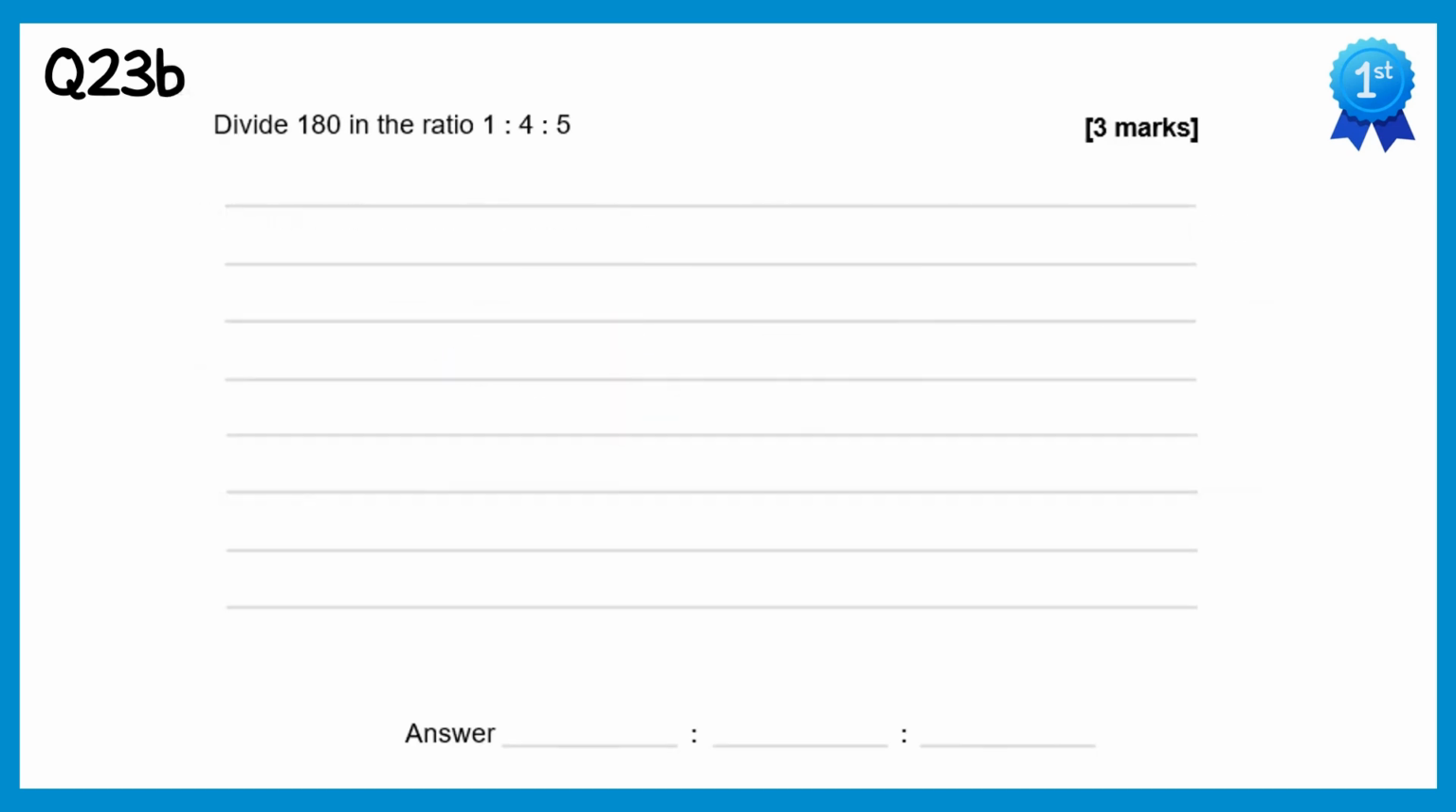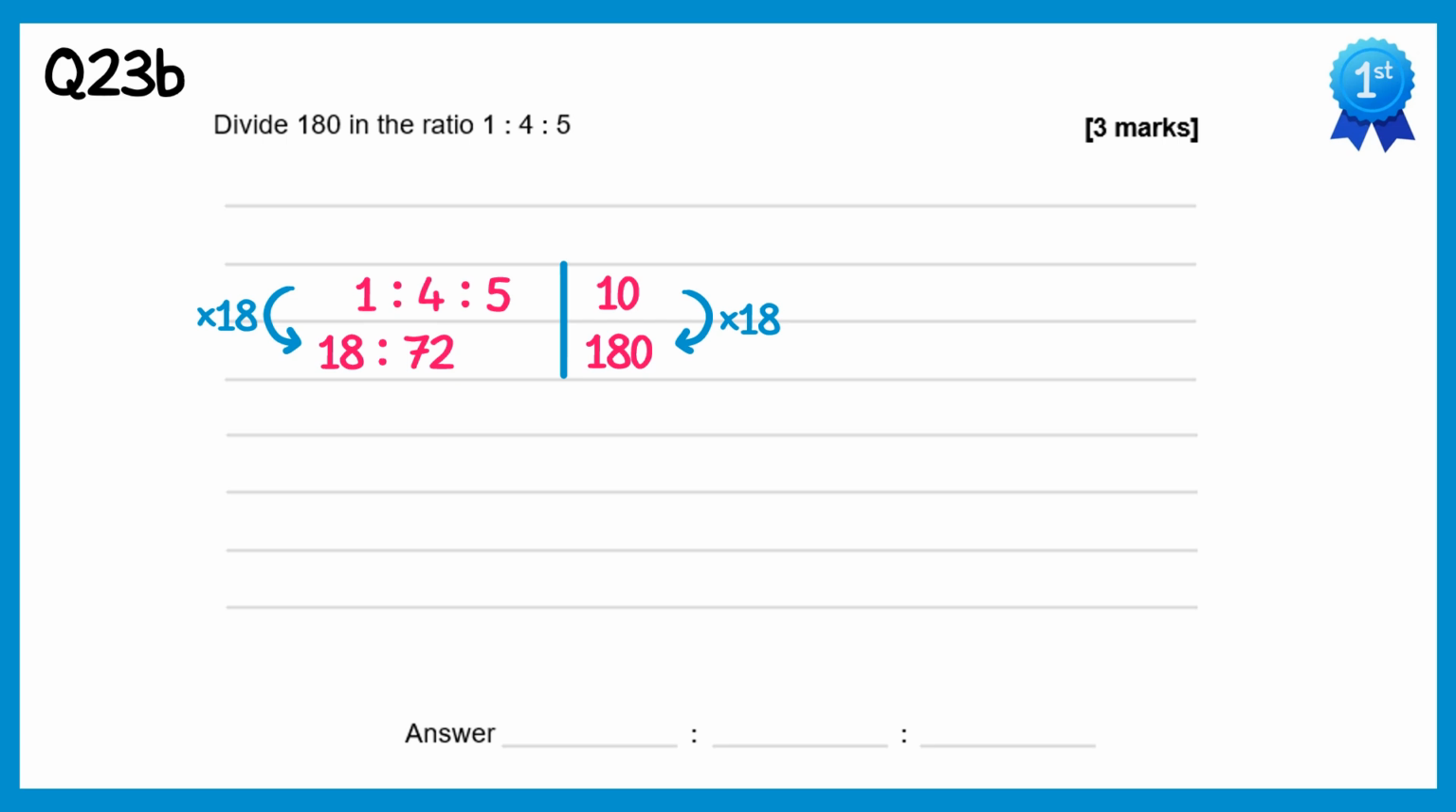For this question we need to divide 180 into this ratio. So let's write the ratio, and then count up the parts. We've got 1 part, 4 parts, and 5 parts. That's 10 parts. Since we're dividing 180 as the total amount, we write that underneath the 10 parts. To get from 10 to 180, you multiply by 18. So we'll multiply all of the numbers on the left by 18 as well. 1 times 18 is 18, 4 lots of 18 is 72, and 5 lots of 18 is 90. So the answer is 18 to 72 to 90.